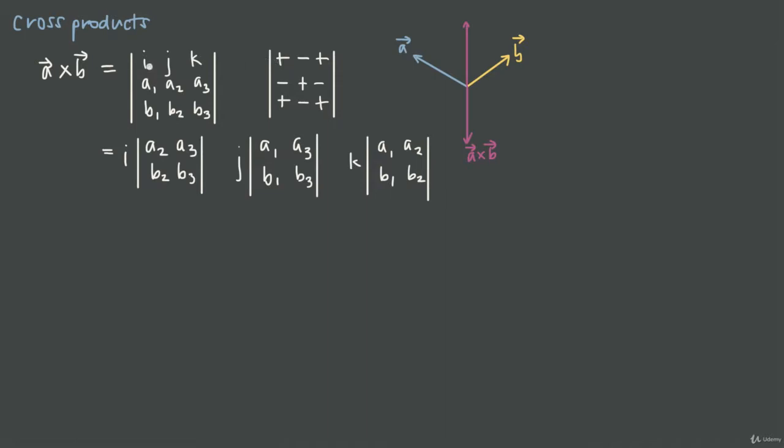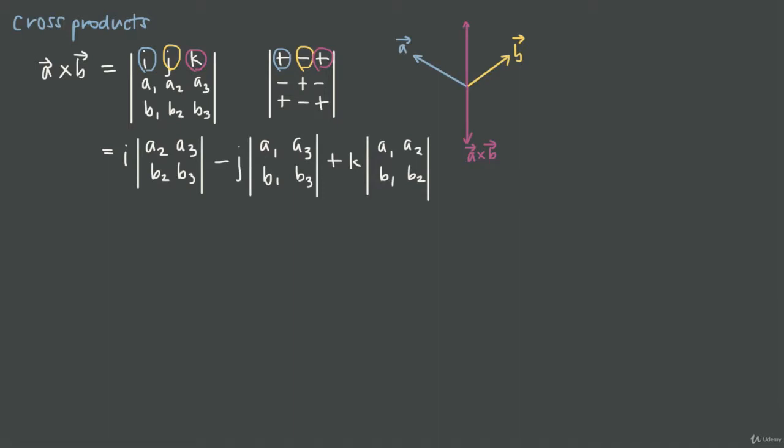So for the coefficients on i, j, and k, we would match those up to their signs. I matches up with a positive sign, j matches up with a negative sign, and k matches up with a positive sign. So in our string of 2 by 2 determinants, we put a positive in front of i, a negative in front of j, and a positive in front of k.